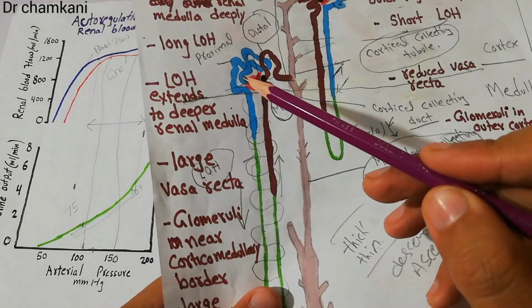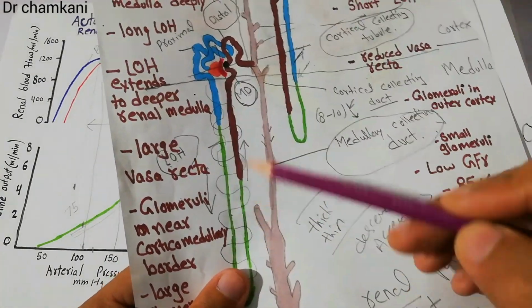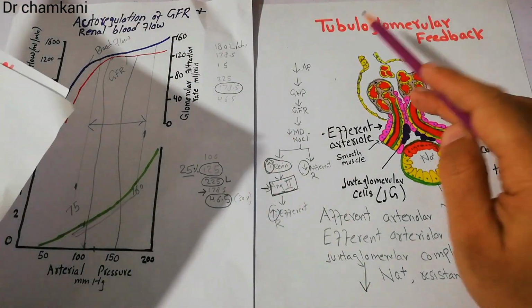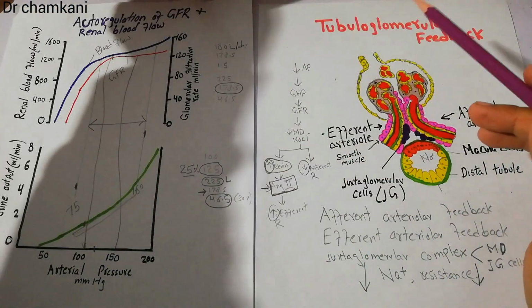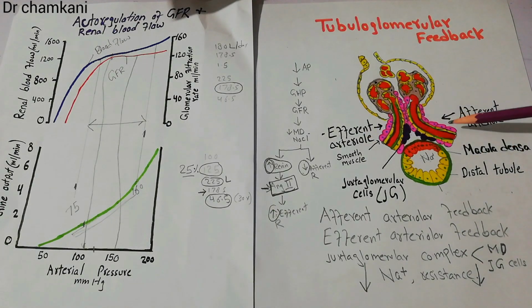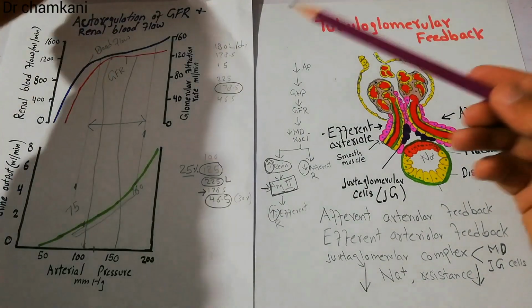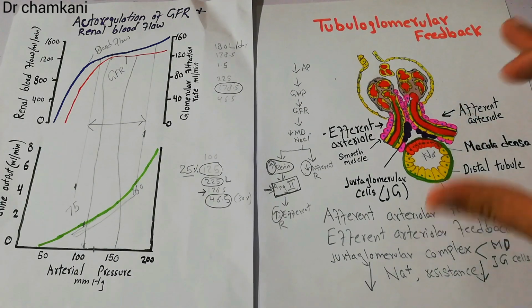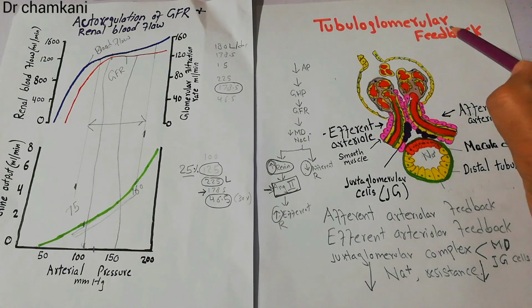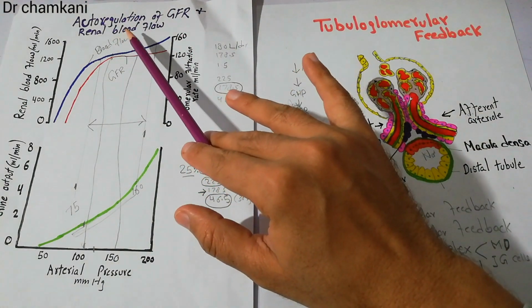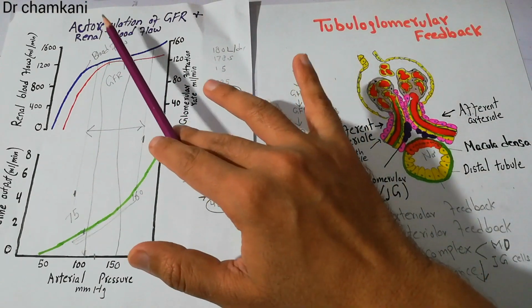And a lot of fluid will start coming back, a lot of sodium will be coming back, and the sodium level detected at the macula densa at this level will be normal, and this tubuloglomerular feedback will end, and with the help of increased efferent arteriolar resistance and decreased afferent arteriolar resistance, the GFR will return to normal. So that's how the macula densa is playing an important role in the tubuloglomerular feedback pathway, which is trying to return the GFR and the renal blood flow to normal level, which is basically the autoregulation process.